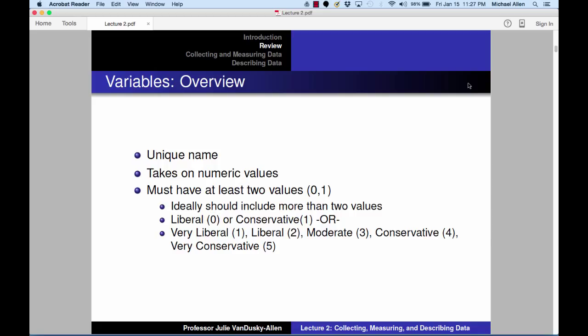But ideally, our variables should take on more than two values. In the previous example, I said we could have a variable that measured ideology in the United States, where we would assign 0 to liberals and 1 to conservatives. While this variable would identify the basic differences between liberals and conservatives, it does not tell us how liberal a voter is or how conservative they are. It also does not take into account whether a voter is moderate. A better measure could be if we had a variable that ranged from very liberal, a value of 1, to very conservative, a value of 5. This variable would give us more information about a voter's specific ideological leanings.